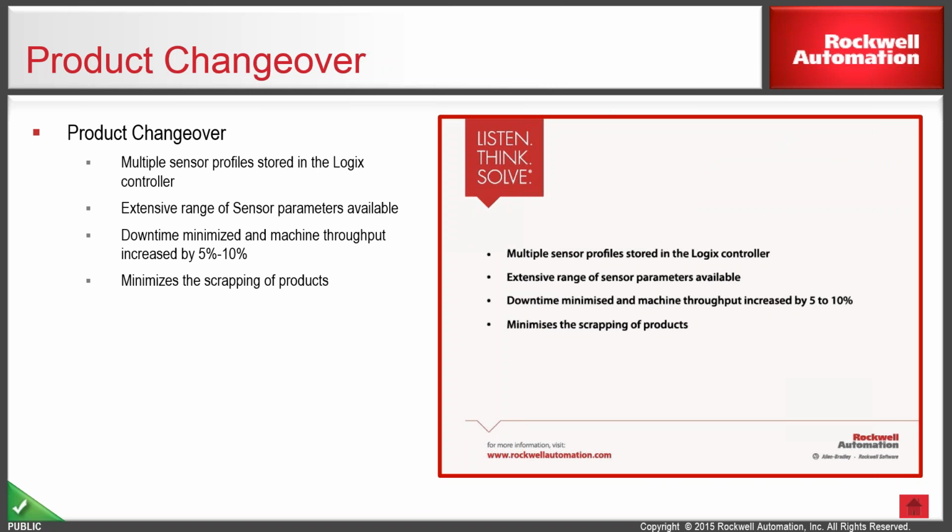So what you saw here is that the operator on his mobile device is able to have all the recipes for the various product changeovers in it. Whenever he is changing a product and he selects a new product, he does not have to physically go and teach each sensor. The moment he selects the product, all the relevant settings related to that particular product are automatically transferred to the relevant sensors.